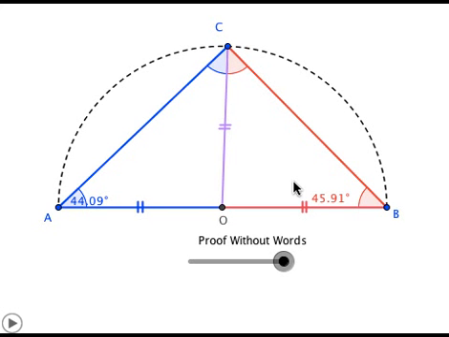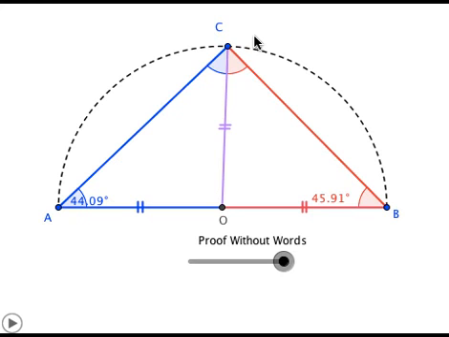If I'm looking at the bigger triangle, triangle ACB, the total of the interior angles has to add up to 180. So this angle right here, which I'm going to name alpha, and this angle right there, which is beta, so alpha plus beta plus angle ACB should all add up to 180 degrees. Notice that 44.09 plus 45.91 add up to 90 degrees. That means this angle right here, angle ACB, should equal 90 degrees to have a total angle of 180 degrees.